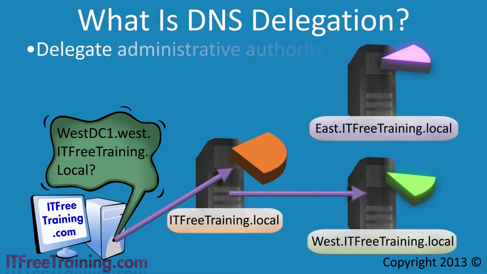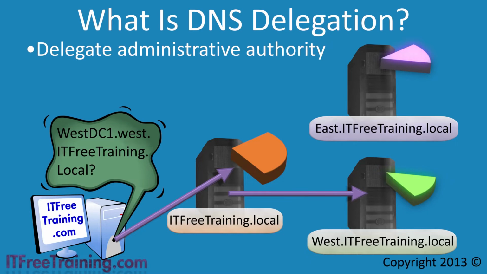The first reason for delegation is to delegate administrative authority. As shown in the example, different IT administrators in the east and west can have complete control over the east and west part of the itfreetraining.local DNS name. This is done so no control over any other of the itfreetraining.local domain is given.